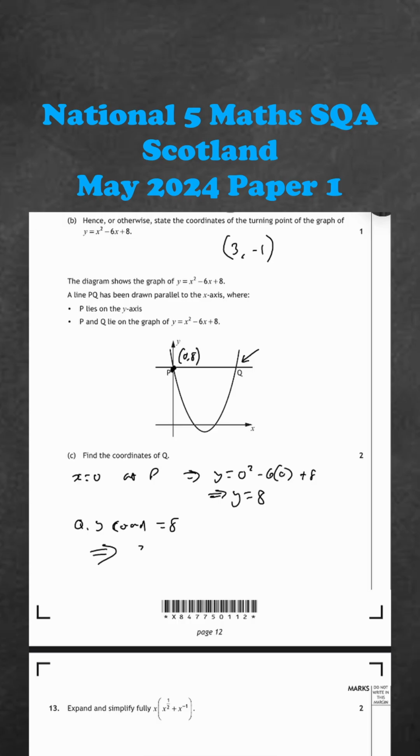Therefore, we change our equation to say 8 equals x squared minus 6x plus 8, or x squared minus 6x equals 0. This is x lots of x minus 6 equals 0, so either x equals 0, which we already have for the P coordinate, or x minus 6 equals 0, so x equals 6, which means our coordinate point is 6, 8.